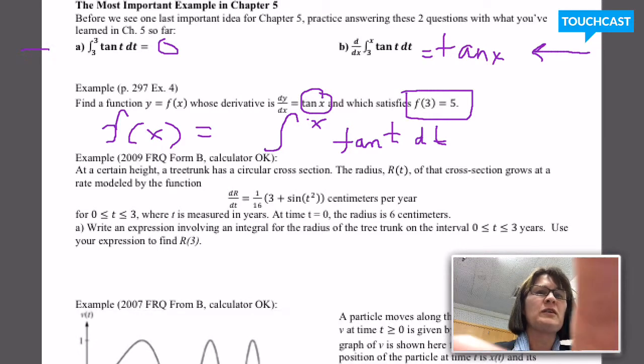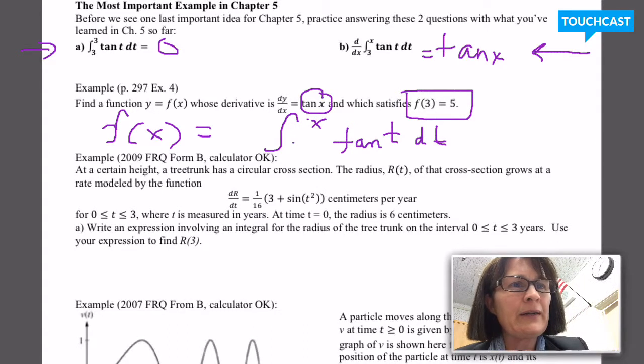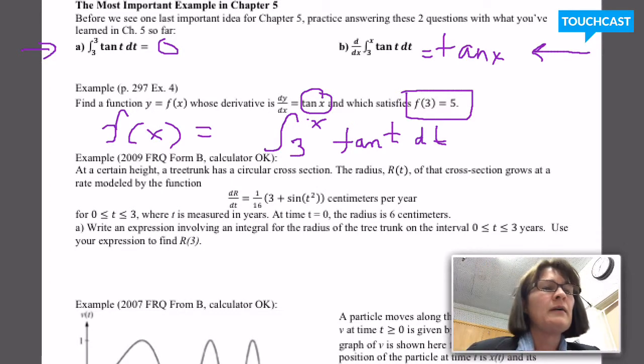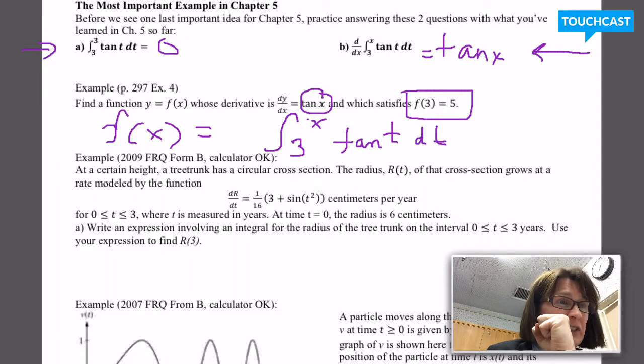We're going to use a little bit of what we practiced up here. If I make that lower limit 3, then I want you to imagine what f of 3 would be. F of 3, I would plug in 3 for x, and I'd be taking the integral from 3 to 3 of tangent t. Well, that integral is going to have a value of 0.